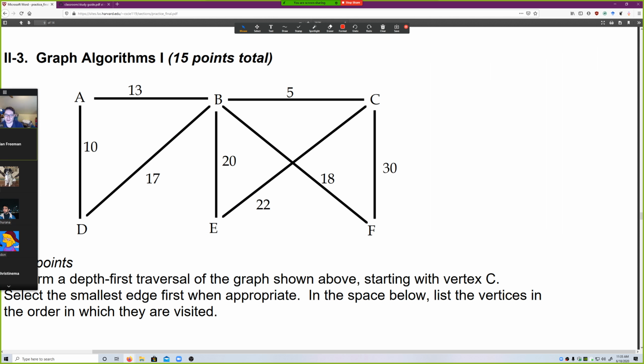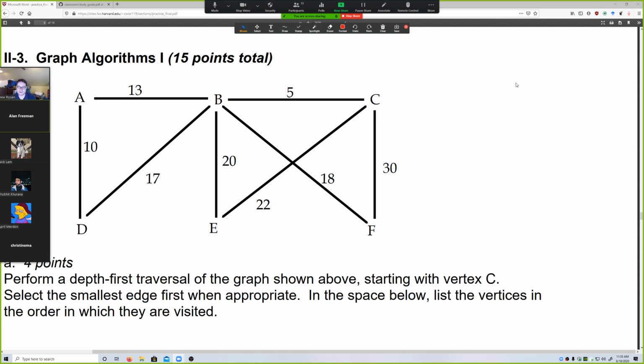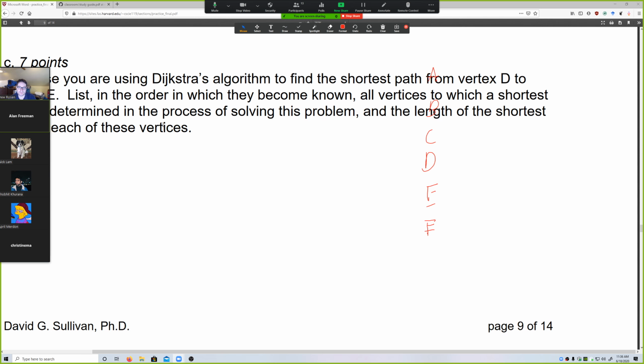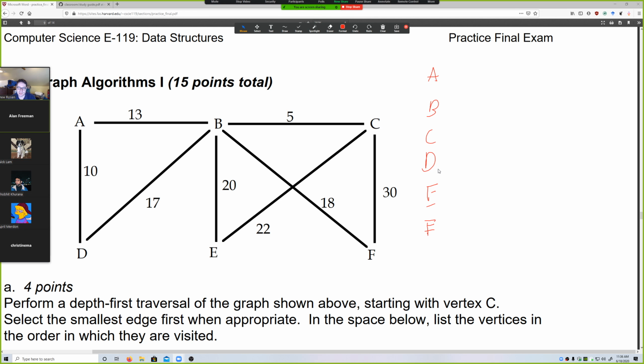So let's go ahead and set up Dijkstra's algorithm. I'm going to make myself a table here. We have our nodes A, B, C, D, E, and F, and our problem was to go from D. We want to find the shortest path from D to E. But to do that, we have to find the shortest path from D to every other node.